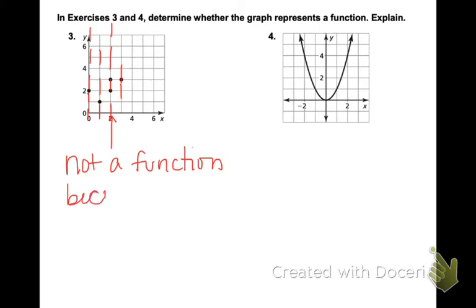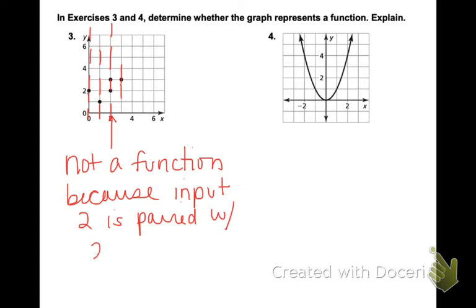because the input value at that point is 2, right? Because the input, the x value of 2, is paired with, you have 2 and 3 as outputs. So it's not a function.